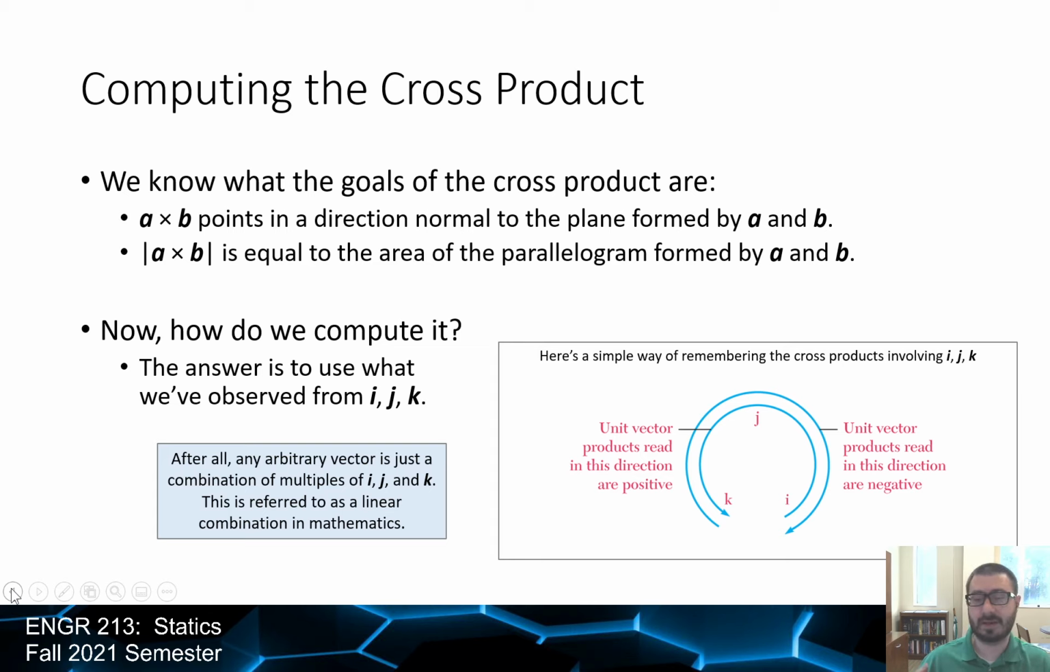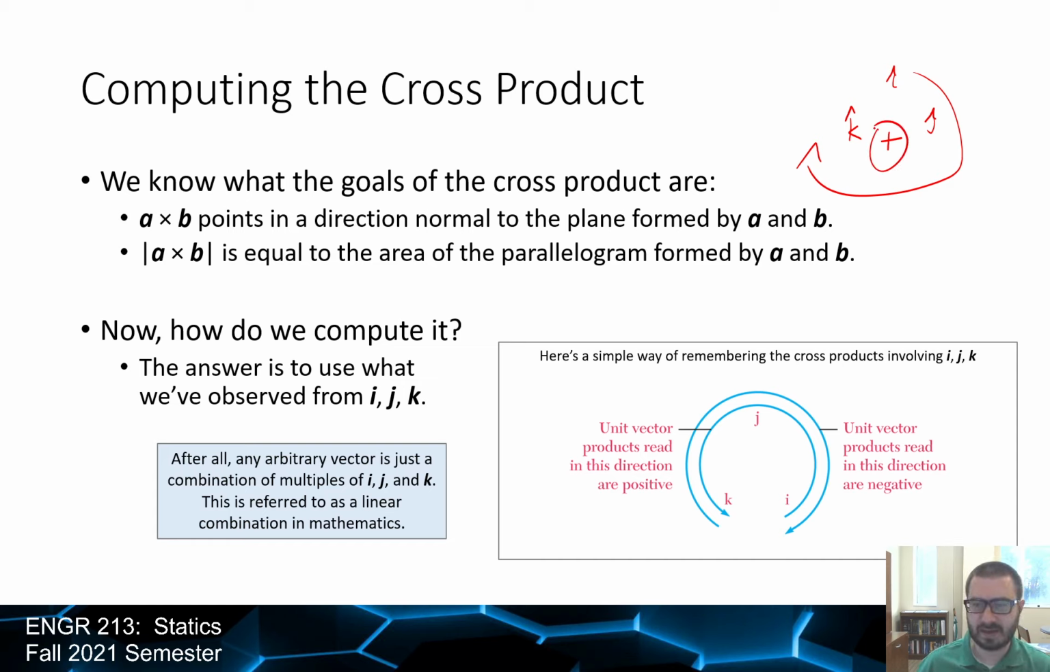Well, the answer is, if we want to compute the cross product of an arbitrary vector, we use what we learned from IJK. Now, I'm going to draw this on the notebook here in a second, but there's a simple moniker that we use whenever we're trying to remember cross products. We draw IJK, and we draw sort of a circle around it that goes like that. That's very horrible in terms of the artwork, but the idea is retained.